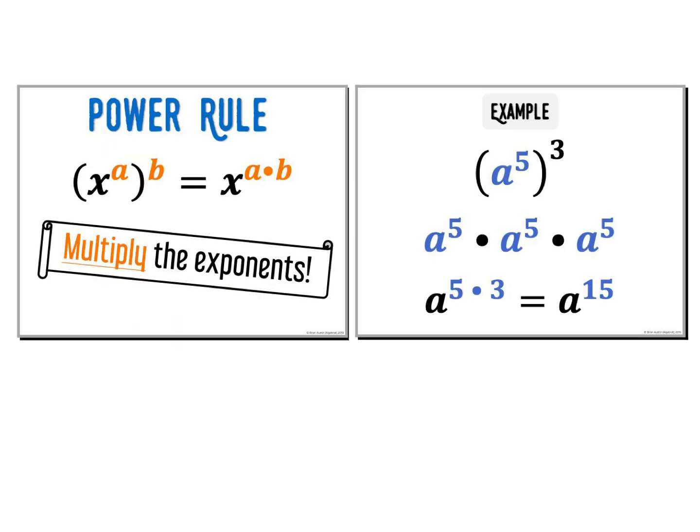That is our power rule. So when I take an exponent to an exponent, I'm going to multiply those exponents. Here's an example of a to the 5th power. We have a to the 5th, a to the 5th, a to the 5th. Altogether, that's a to the 15th. Let's do a harder example.